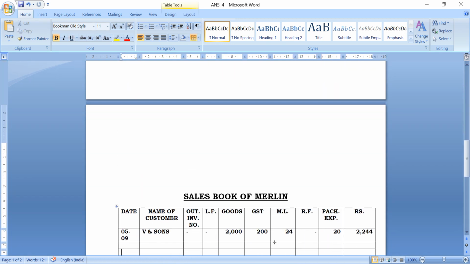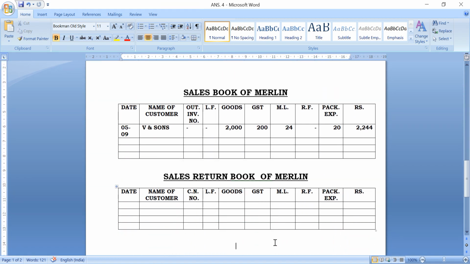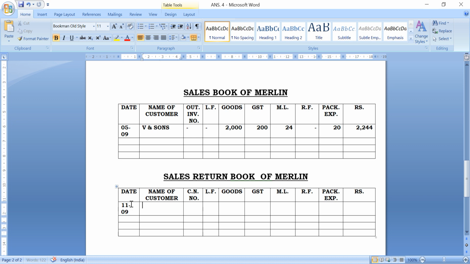Now, see this. V and Sons. We had sold goods to V and Sons and increased their account in sales book. And now V and Sons return the goods to us. So that will become sales return. Date 11th of September. Name V and Sons.